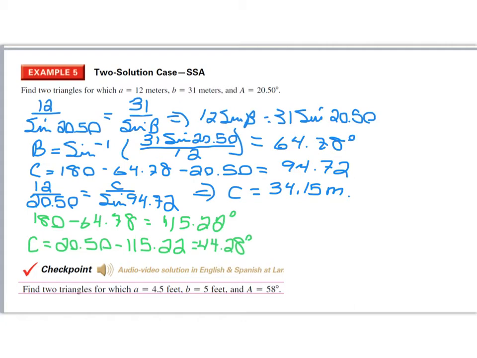So again, I'm going to stick with what I have. I've got a, so I've got 12 over 20.50 is going to be equal to little c over the sine of 44.28. So your little c is going to be approximately 23.92 meters. Okay, go ahead and pause. You can go ahead and give the checkpoint a go.